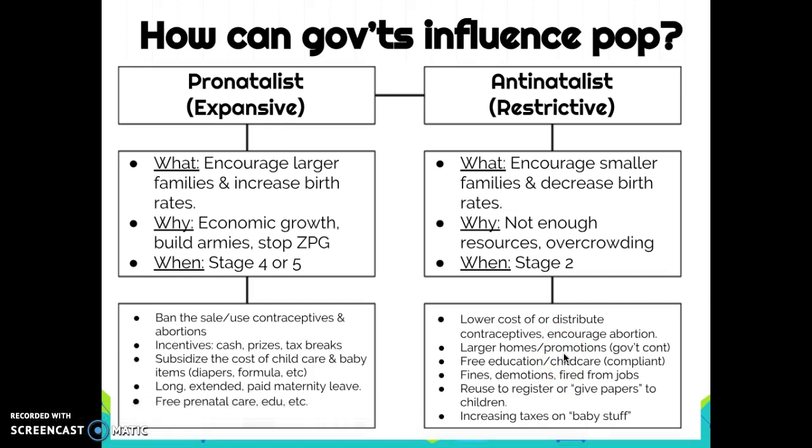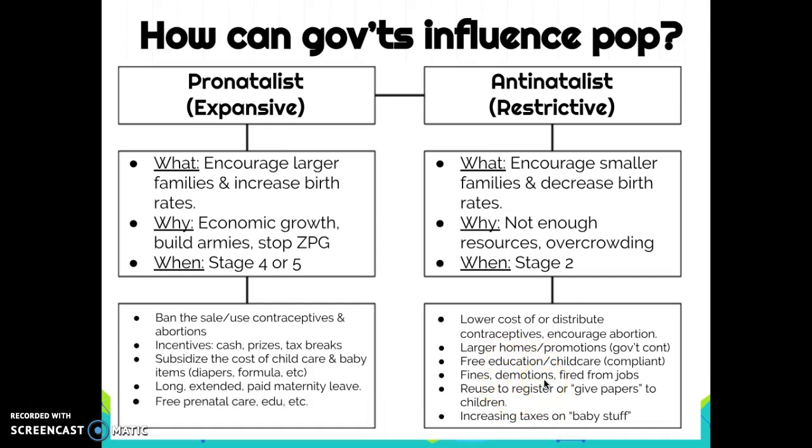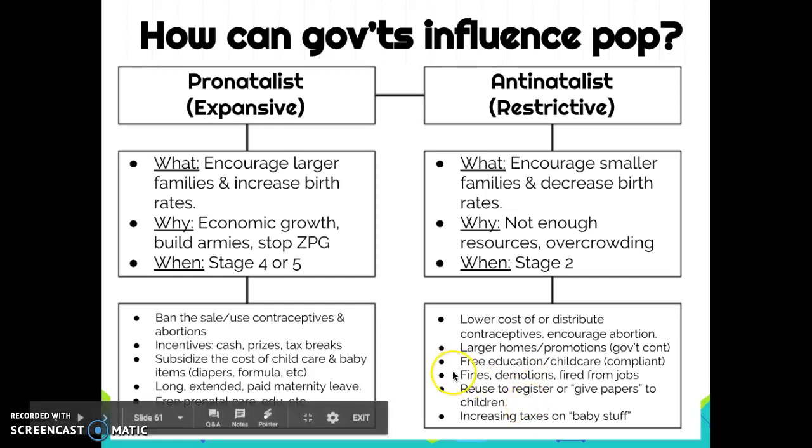However, there are ways to encourage smaller families with negative outcomes. So fines, demotions, or being fired from your job. Specifically, if you violate population policies, for instance, if there is a one-child policy like there used to be in China, and you have a second child, you are forced to pay a fine to the government.